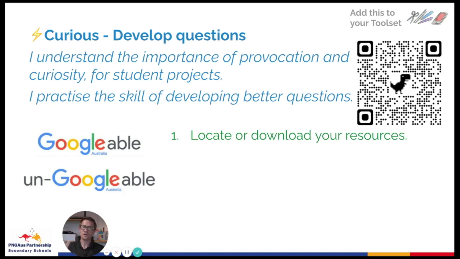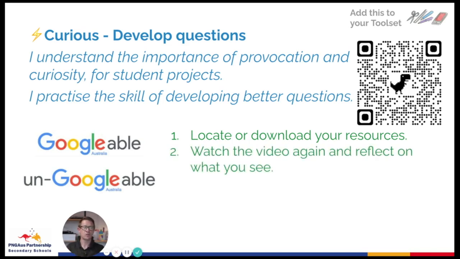First of all, locate and download your resources. So you'd use a little QR scanner and you're going to find that video and you can access that on your device. You'll also see if you can find in your learning journal where the resources are for this lesson. You might watch the video again and just take your time to reflect and to explore with a really close eye, see if you can notice some different things.